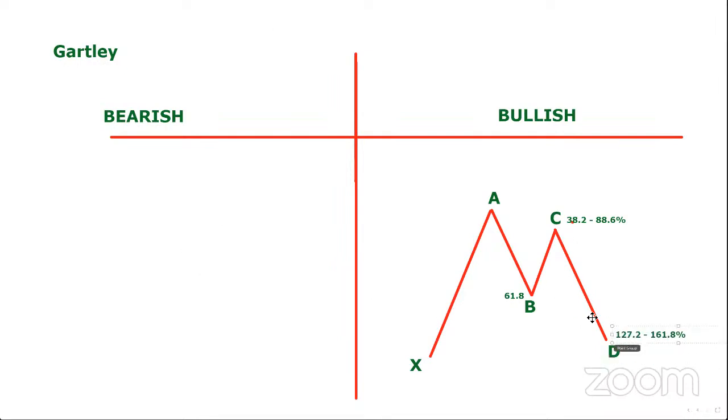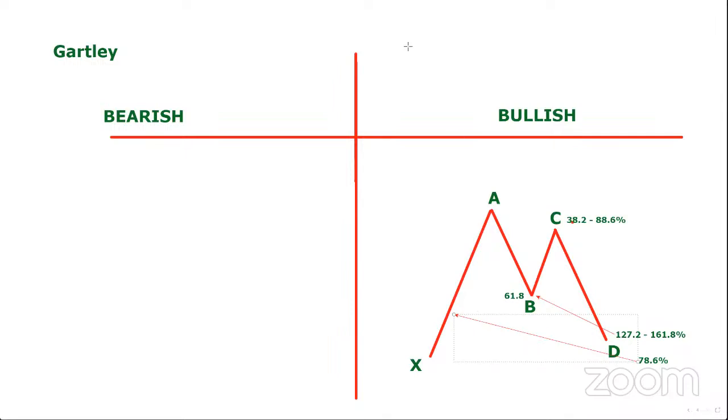This is from BC. And it also could be 78.6 from XA. 78.6% from what? From XA, from this wave. Okay, guys? This is as for the bullish pattern.